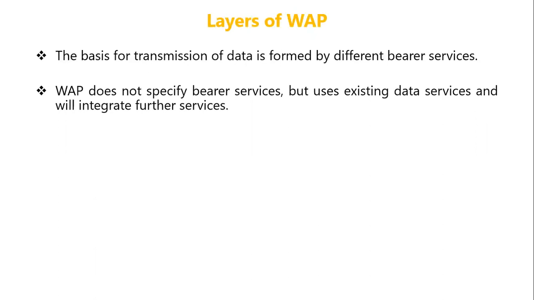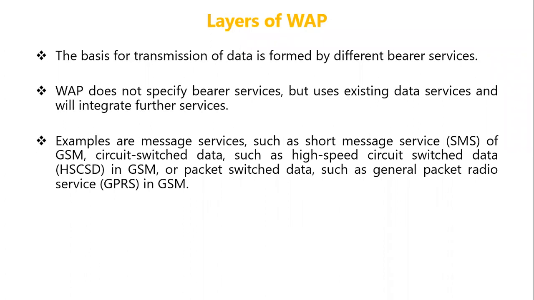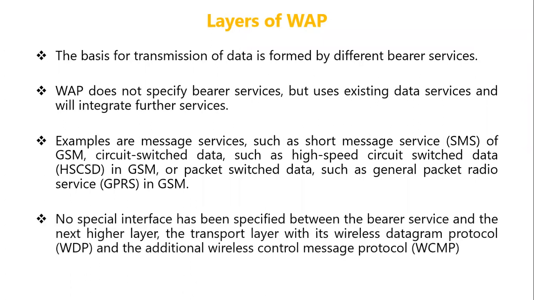So the basis of transmission of data in the WAP architecture is formed by different bearer services. WAP does not specify bearer services, but it uses existing data services and it will integrate further services. Examples of bearer services or message services are SMS, circuit switched data such as high speed circuit switched data, HSCSD in GSM, or packet switched data such as general packet radio service in GSM.